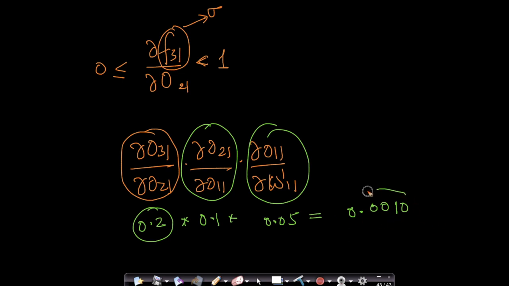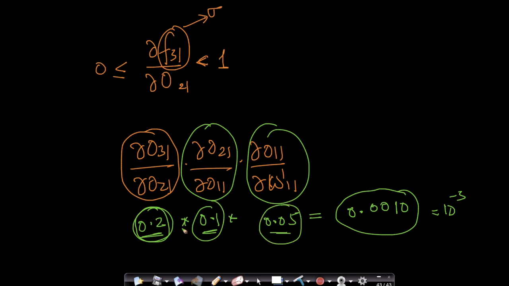You get a value which is much smaller than any of these gradients. Look at this. This is 10 power minus 3. Because you're multiplying numbers all of which are less than 1, this is less than 1, this is less than 1, this is less than 1. Because you're multiplying numbers which are less than 1, the value that you get is significantly less than 1. It becomes a very, very small, minuscule value.